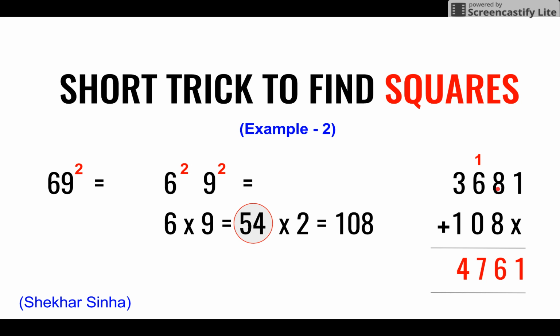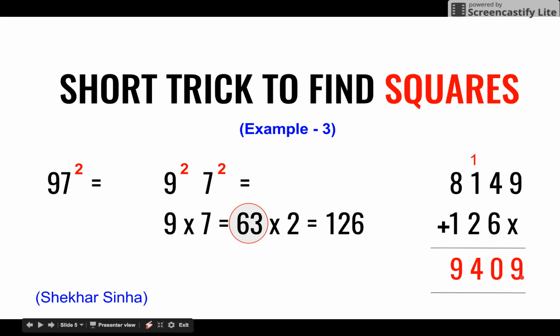1 is 1. 8 plus 8 is 16. So 6 and 1 carry forward. 1 plus 6 is 7. And 3 plus 1 is 4. So this is my square of 69. This is the answer. We'll look at one last example.